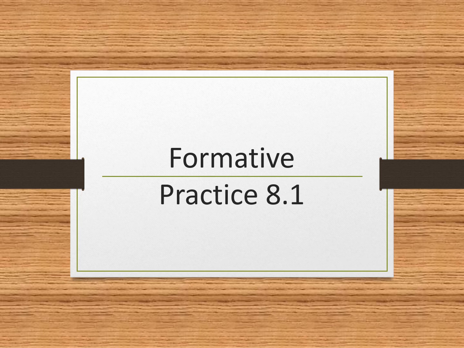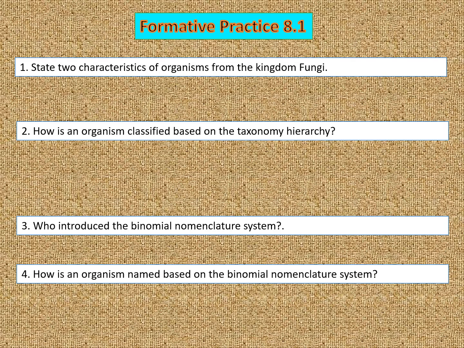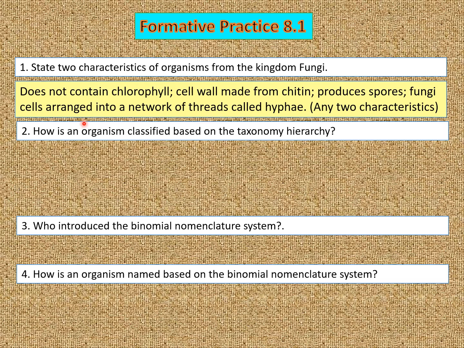Formative practice 8.1. Here are the questions. There are 4 questions. Question number 1. State 2 characteristics of organisms from the kingdom fungi. The characteristics are: does not contain chlorophyll, cell wall made from chitin, produces spores, fungi cells arranged into a network of threads called hyphae. Any 2 characteristics.